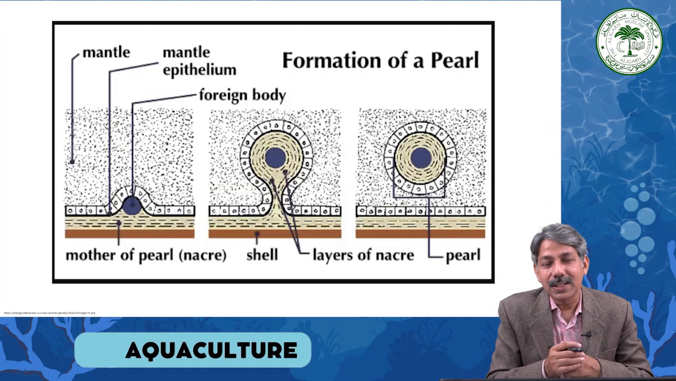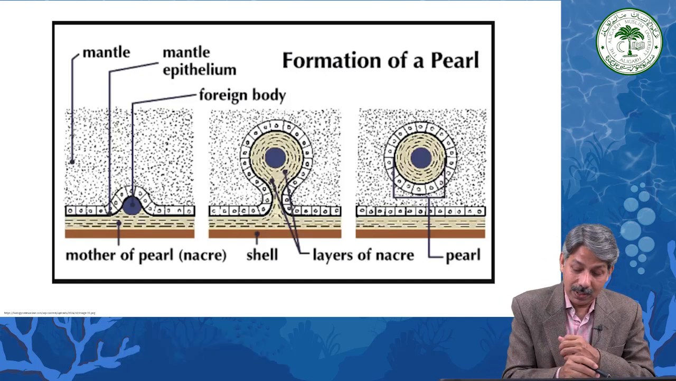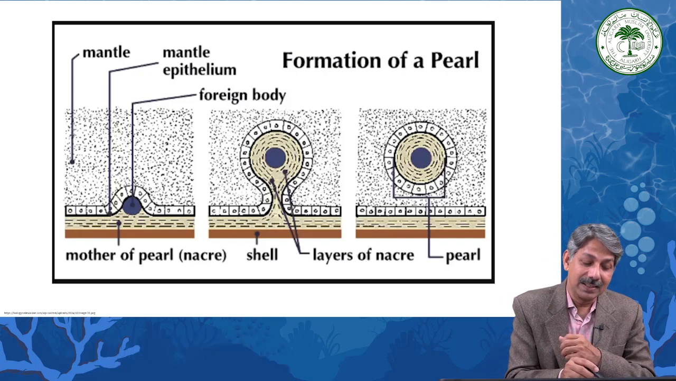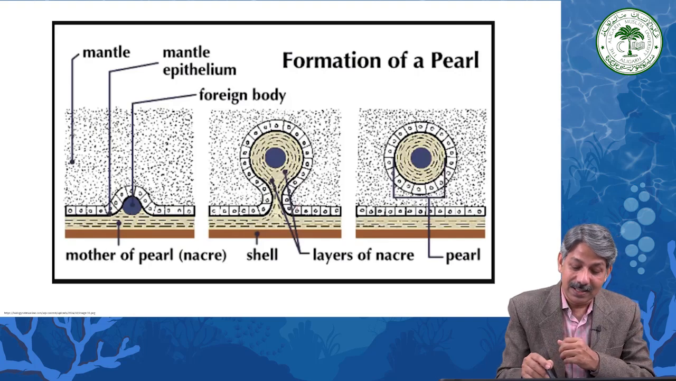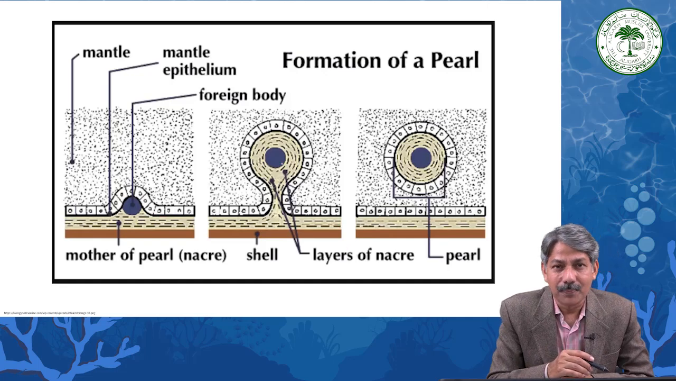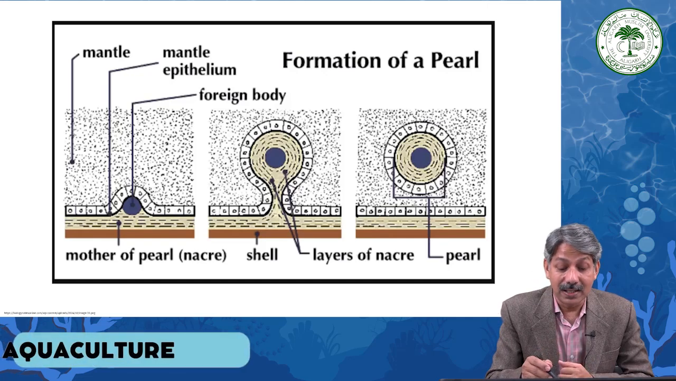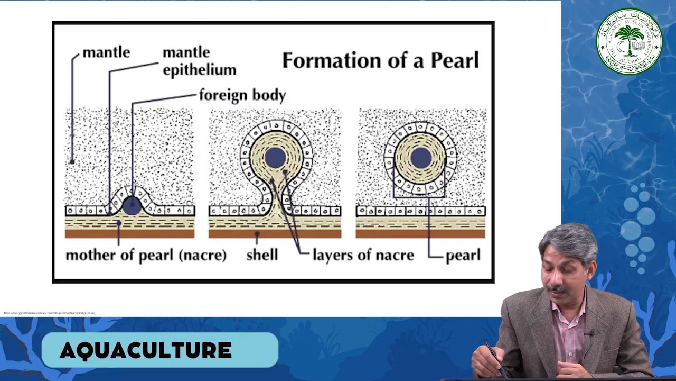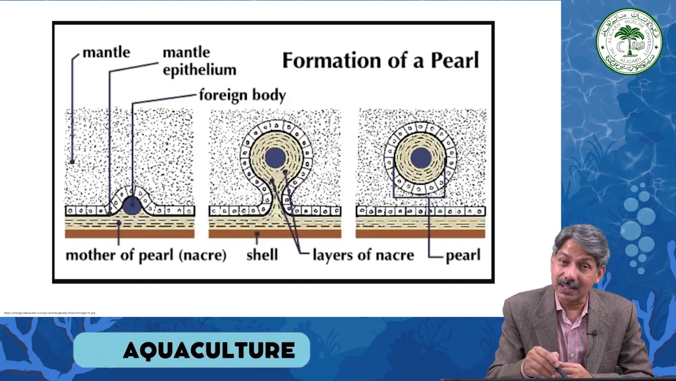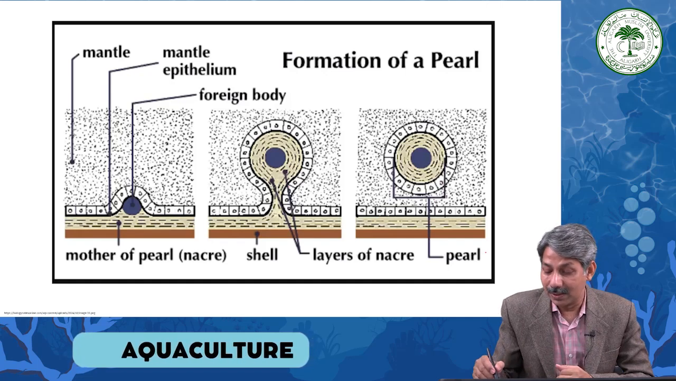This is a beautiful picture that you must have seen many times in published literature: when a foreign body enters, the mantle epithelium starts enclosing it, and layers of nacre are deposited around that foreign body. It is a gradual process, and ultimately this foreign body, along with the nacre secreted around it, becomes our pearl.